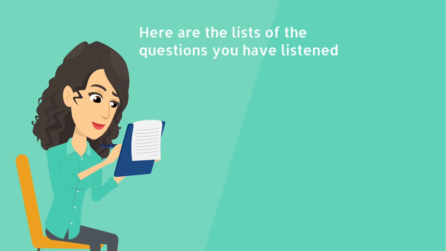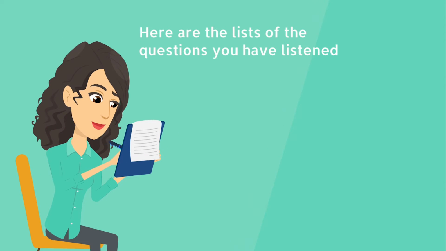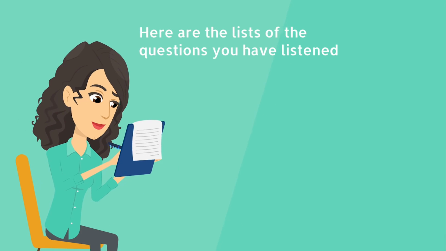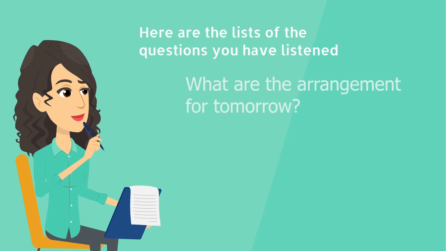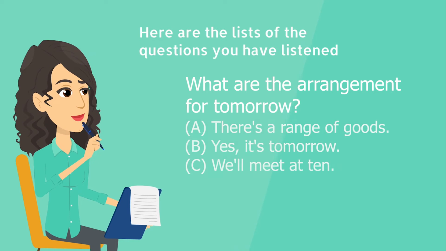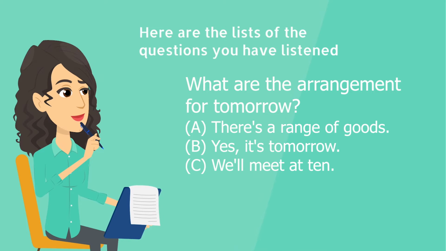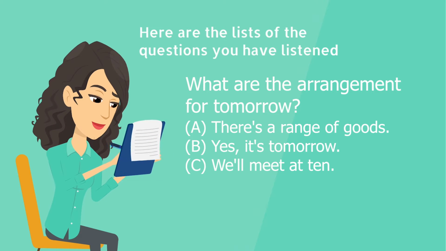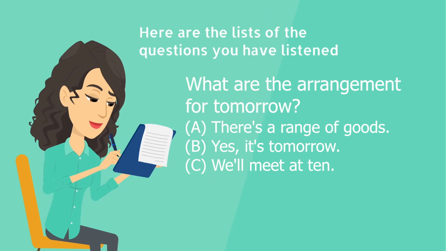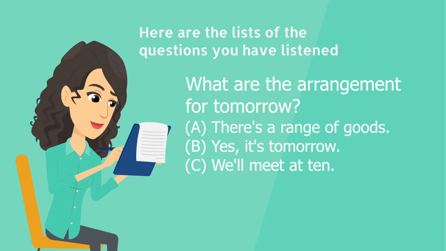Well, let's check the list of the questions that you have listened to. The first question. What are the arrangements for tomorrow? A. There's a range of goods. A range here has a similar sound to the word arrangement in the question. So A is not the best response.